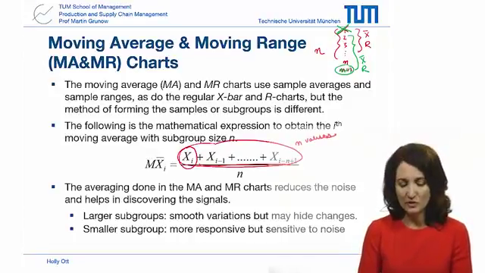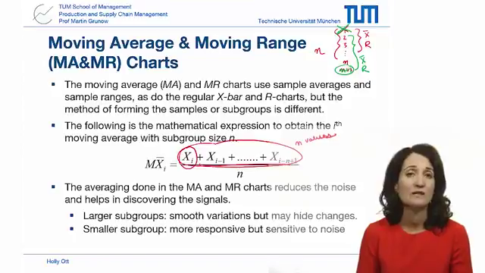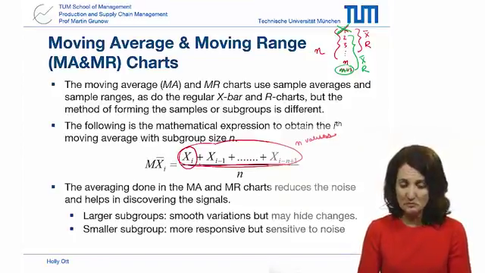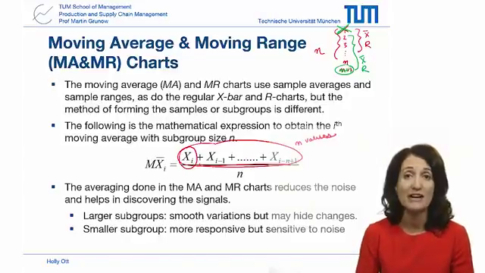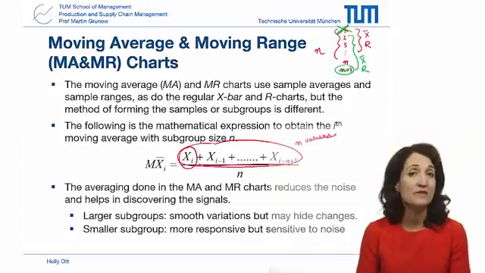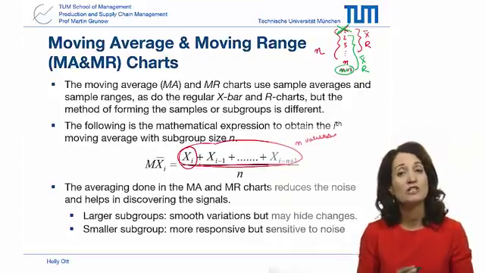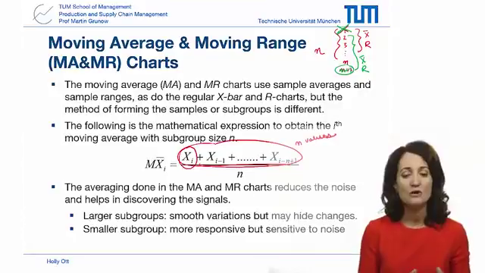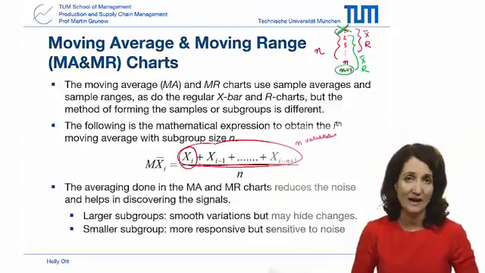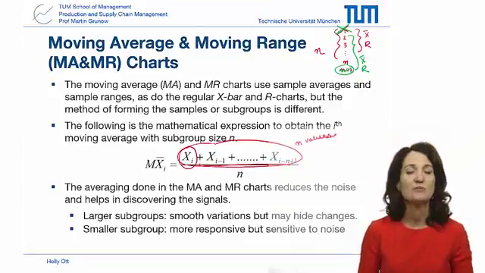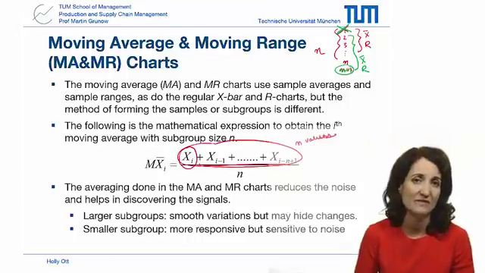You could also choose your subgroup size to reflect what is actually happening in the process. So for example, if you have batches of chemical and 3 batches are produced from 1 batch of raw material, then it would make sense to have a subgroup size of 3, because as soon as the raw material changes, you would hopefully see that in the moving average and the moving range if you keep your subgroup fairly small, to a size of 3.